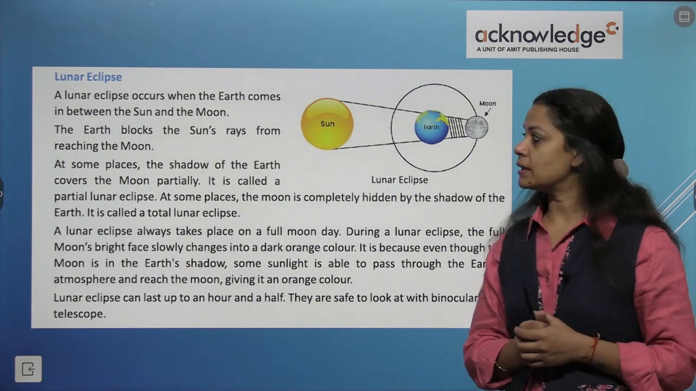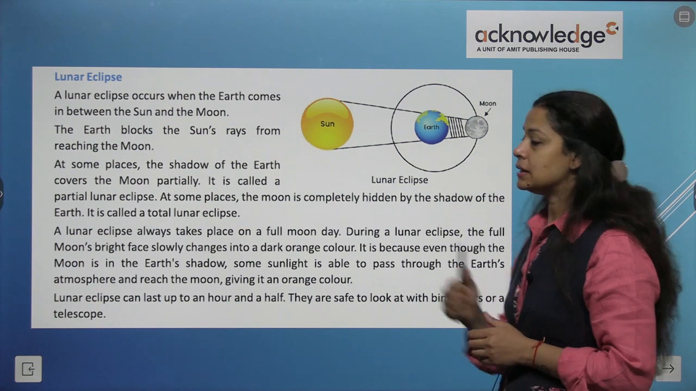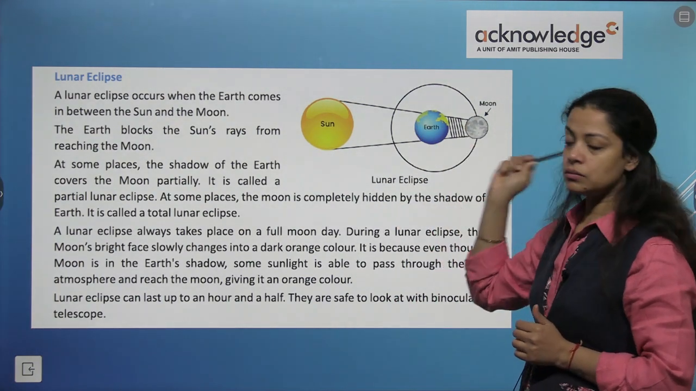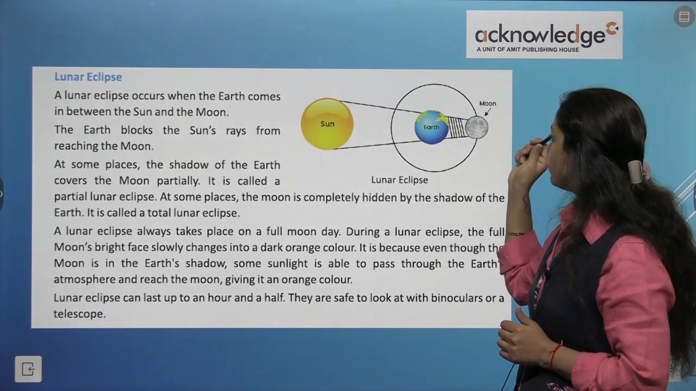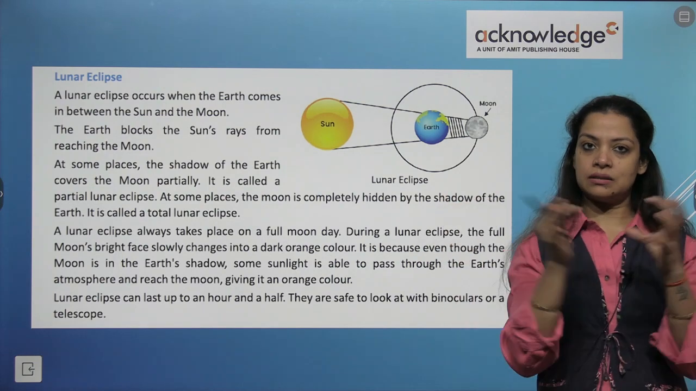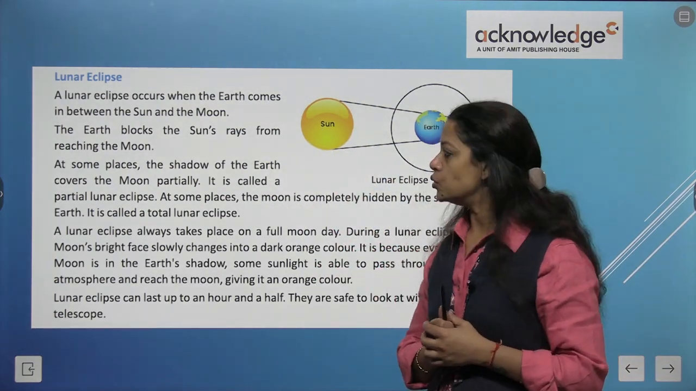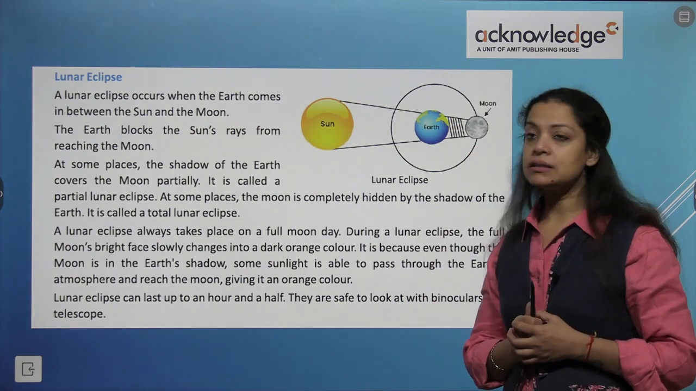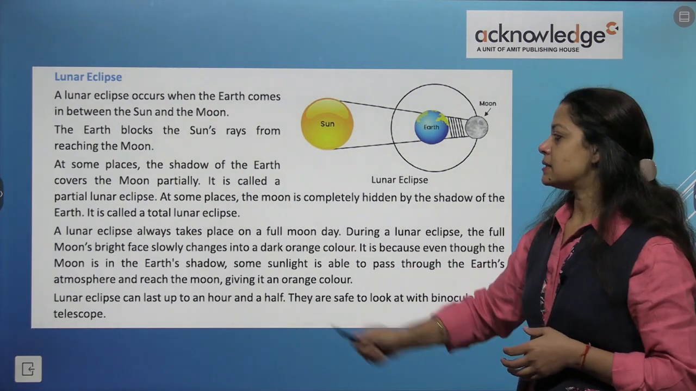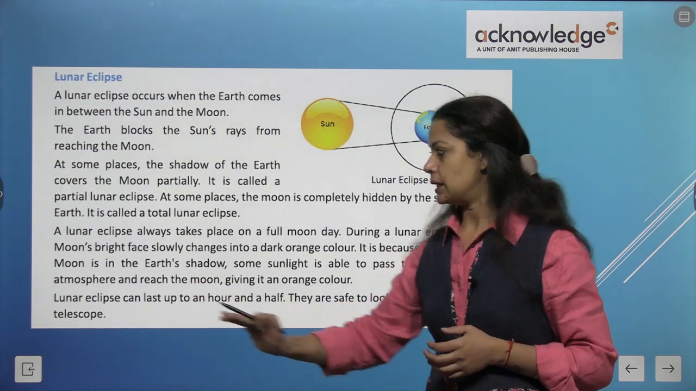Now coming to lunar eclipse. A lunar eclipse occurs when the earth comes between the sun and the moon. Now see here, as I told you, sun, अब ये earth revolve करता है sun के around. So when earth comes between sun and moon, when earth blocks the sunlight, what happens? The earth blocks the sun rays from reaching the moon. At some places, the shadow of the earth covers the moon partially and it is called a partial lunar eclipse. And at some places, the earth covers the moon completely, where it is called total lunar eclipse.